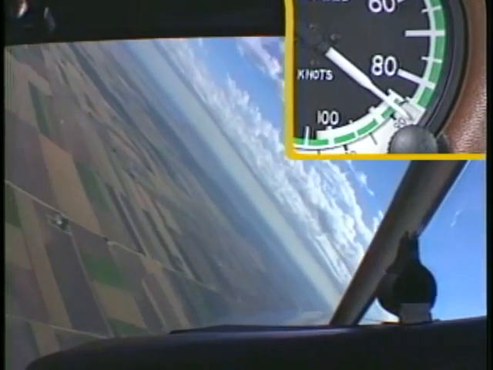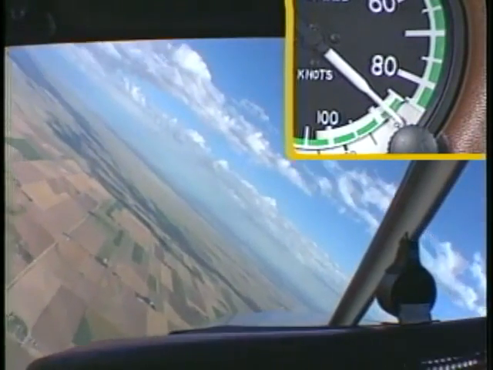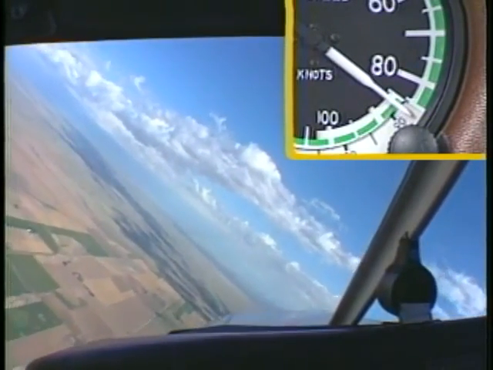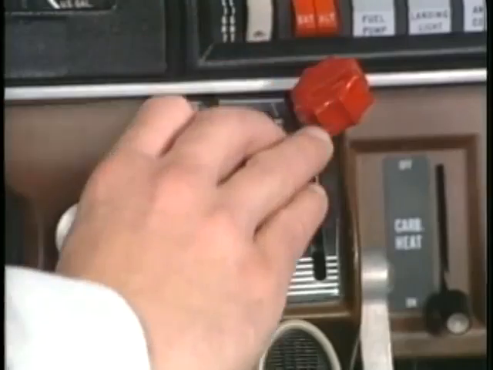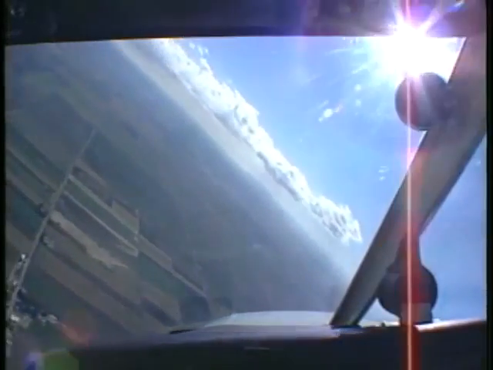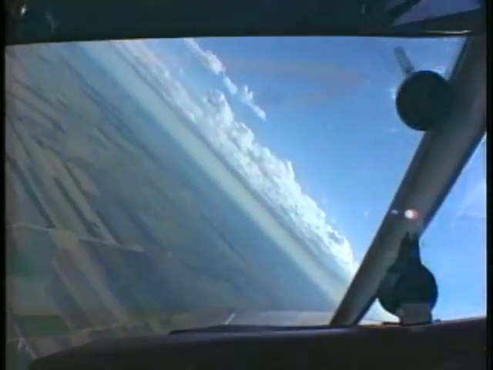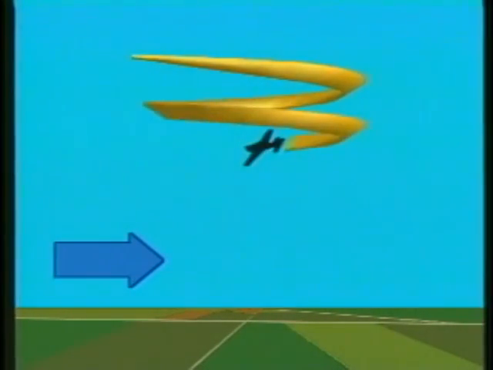Since you're at idle power during this maneuver, you'll have to maintain airspeed by adjusting the pitch attitude. Periodically add power to clear the engine as you continue through the maneuver. This helps prevent excessive engine cooling and spark plug fouling caused by prolonged operation at idle power. To minimize ground speed variations, it's helpful to do this while heading into the wind.